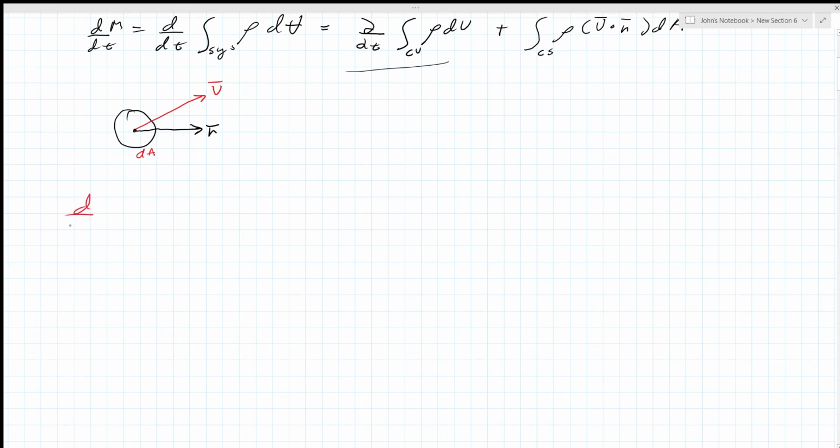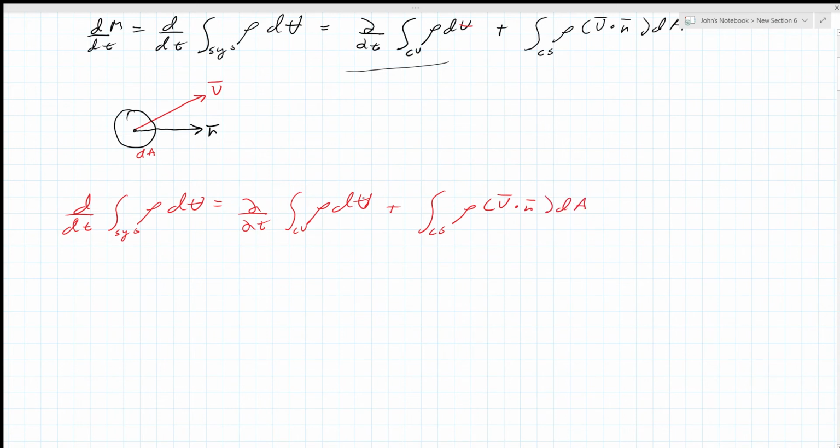So d/dt of the integral of the system, rho dV, is equal to the partial derivative with respect to t of the integral over the control volume, rho dV, plus the integral over the control surface of rho V dot n dA. Again, this V with the line through it is the volume. This V with no line through it is the velocity of the flow.